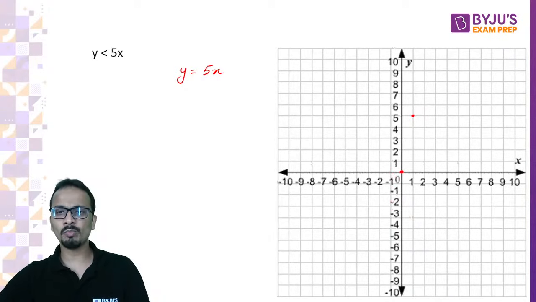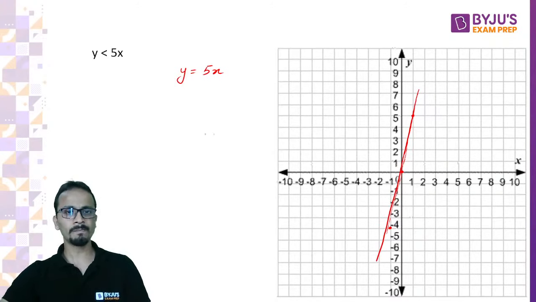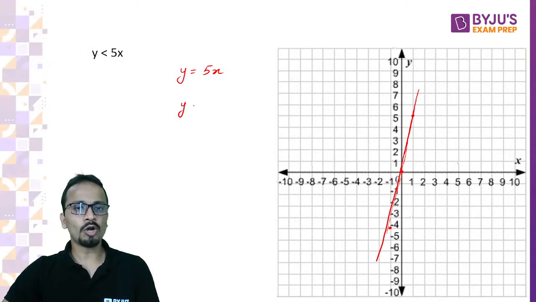Let's check for x equal to -1. The value of y will be -5. Okay, so the graph will also pass through this point. Let us draw a dotted line connecting these points. So I have drawn a straight line between these points. This will be the line that will represent y equal to 5x. Now the region that I have to plot was y is less than 5x.